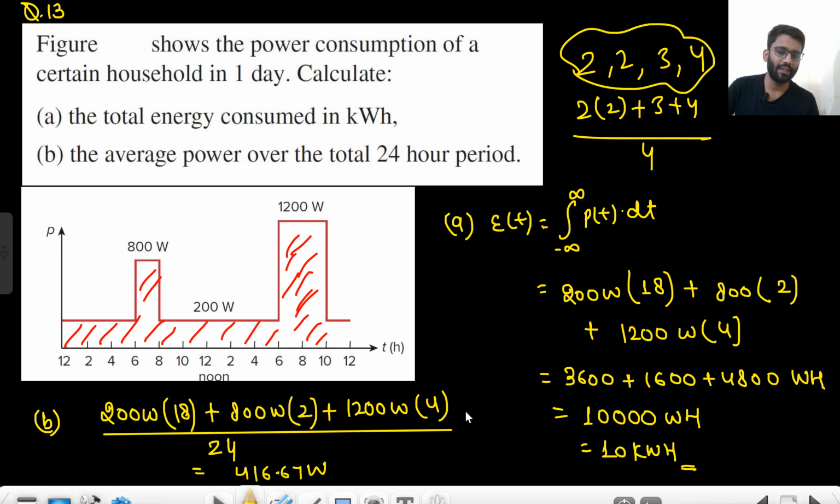So this was watt hour by hour. So watt hour was 10,000, right? It was 10k and by 24. So we are getting 416.67 watt. Okay, so that's it.